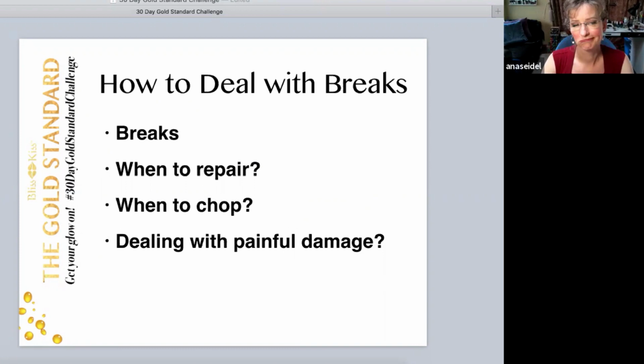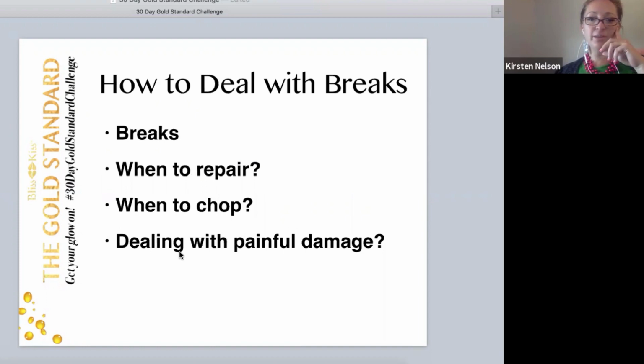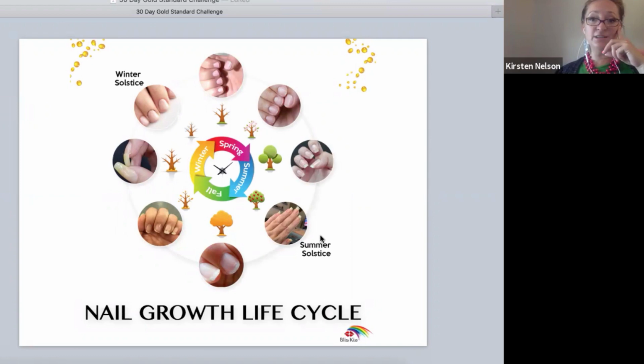We have a ton of great articles on how to do this. So you're thinking, I broke a nail. When do I repair it? When do I chop it? How do I deal with the painful damage? Well, what season are you in? Because that's really going to determine it. If you have tears and peeling going on in early spring, you're going to need to deal with it in a different way than in fall. If you're in fall, it's time to just chop them off and start over. You need to prune those babies and get them ready for the winter so that they can regenerate and start over.